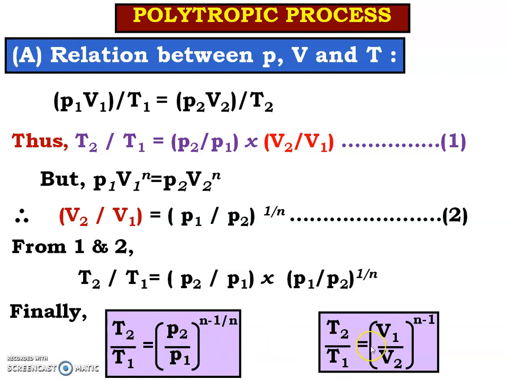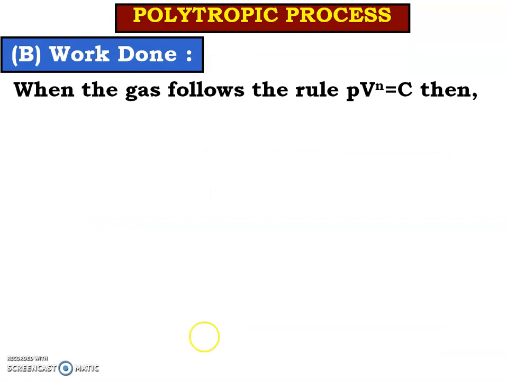So both equations are the relationship between PV and T, and they are the same as for the adiabatic process. The only change is that here it is n, in the adiabatic process it is gamma. Work done. Work done follows the rule PV raised to n is equal to constant. The derivation of work done for the polytropic process is the same as the derivation for the adiabatic process. Only we have to change gamma with n.